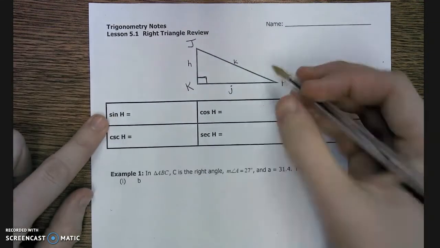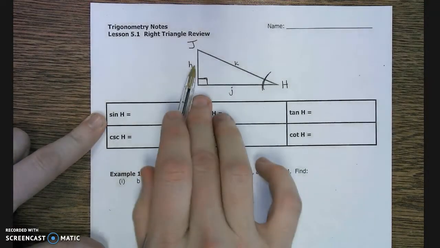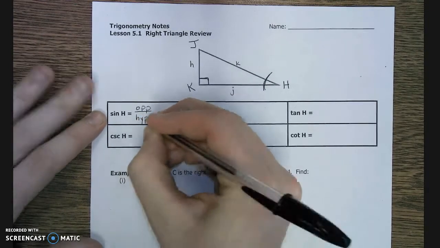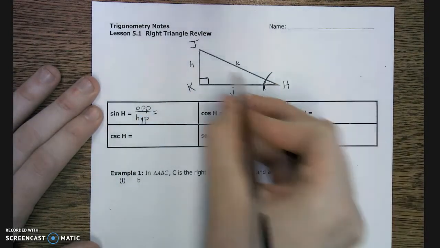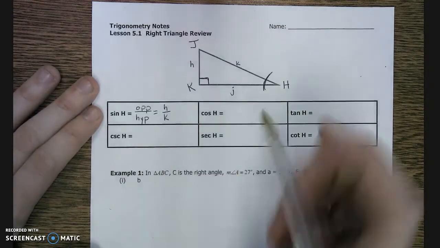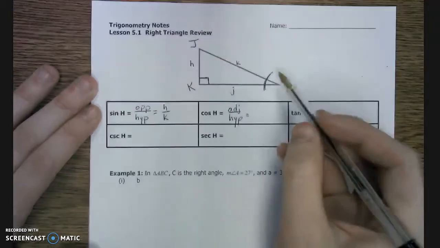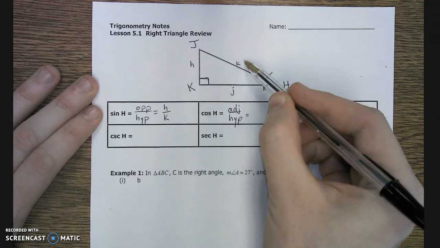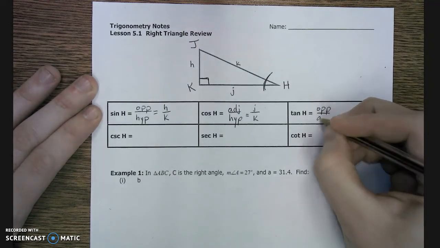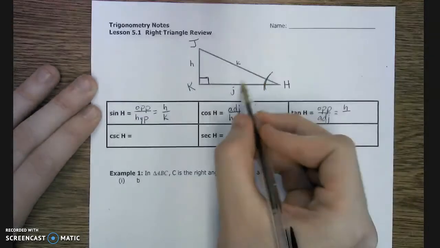If we want sine of angle H, they'll tell you what angle to focus on. Sine would be opposite of H over the hypotenuse of the triangle. So opposite of H is h, and here my hypotenuse would be k. Cosine H, remember cosine's adjacent over hypotenuse. So adjacent would be j over k for the hypotenuse. Tangent is opposite over adjacent. So opposite of H is h, adjacent to H is j.